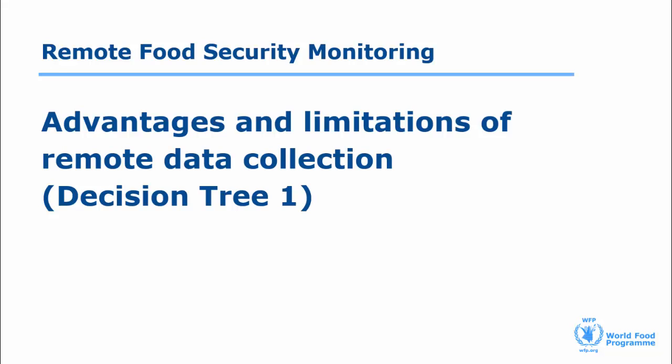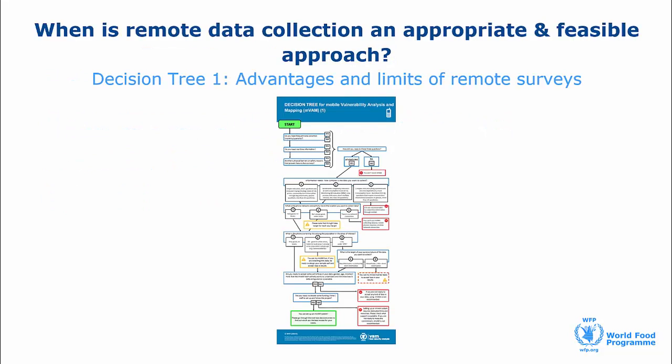In this presentation, you'll be introduced to the advantages and limitations of collecting data via remote surveys, as well as your specific information needs. This will allow you to make an informed decision about whether or not remote data collection is an appropriate and feasible approach to use for food security and market monitoring. To guide you through this process, we'll make reference to a decision-making tree specifically developed for mVAM, which we'll walk you through during this tutorial.